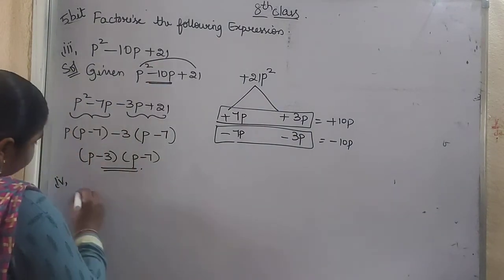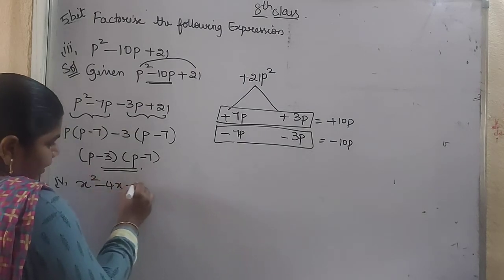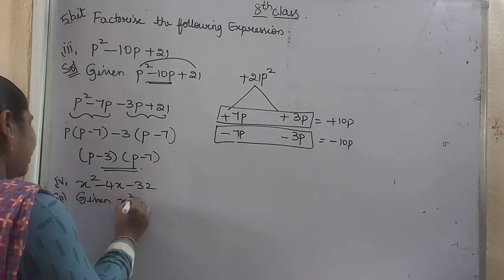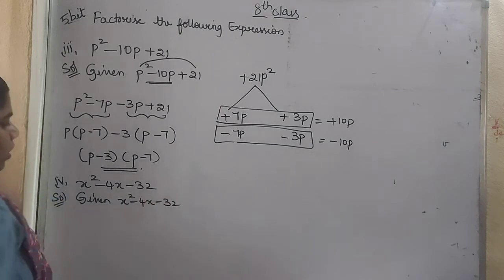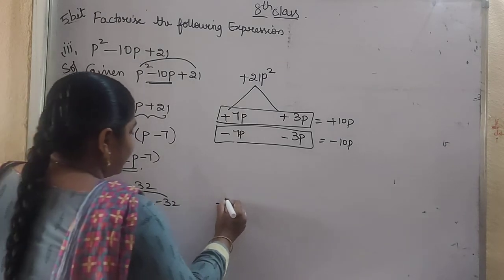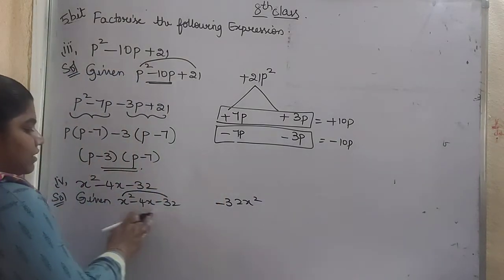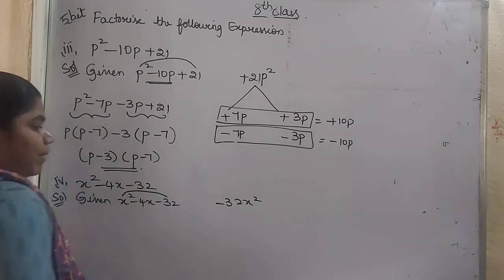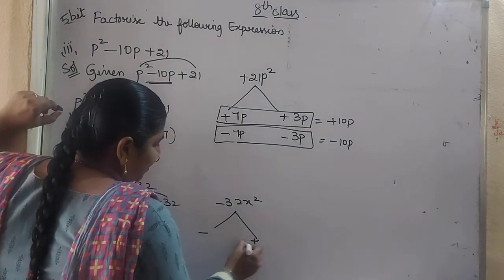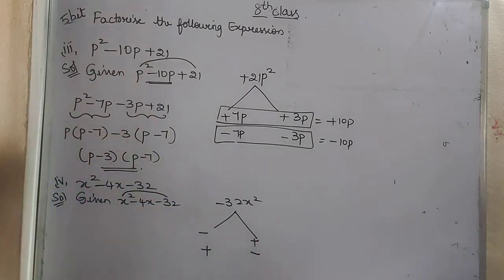Next, fourth one, x square minus 4x minus 32. Given x square minus 4x minus 32. So we multiply the first term and last term. That will be minus 32x square, because here it is plus, here it is minus. Plus into minus will be minus. So it is minus 32x square. Now how can minus be written? It can be minus into plus and plus into minus. So if you multiply, it should be equal to 32, and if you subtract, the answer should be 4.